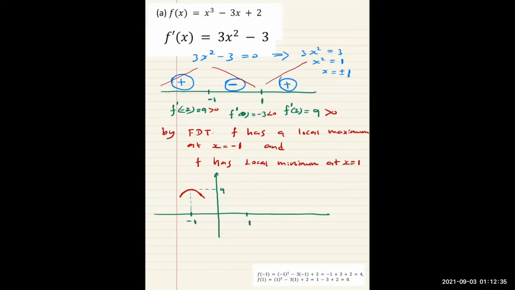And then at x is equal to 1, I'm going to have a minimum by the first derivative test again. At x is equal to 1, my y value is 0. So that means here is the minimum value. So your graph should look like this. This will be going up forever, and then this will come and go down like this. Okay, so this is a rough sketch of the graph of f of x.